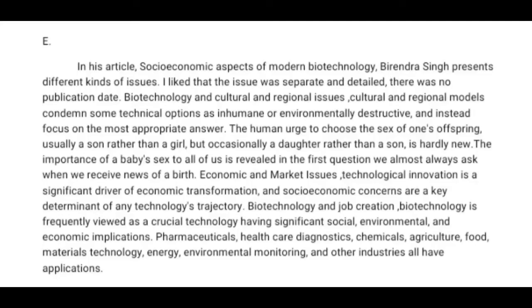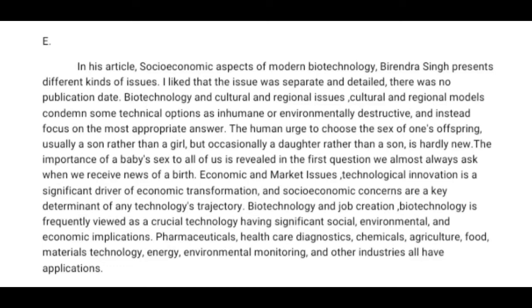In his article, Socio-economic aspects of modern biotechnology, Birendra Sai presents different kinds of issues. I like that the issues were separate and detailed. There was no publication date.